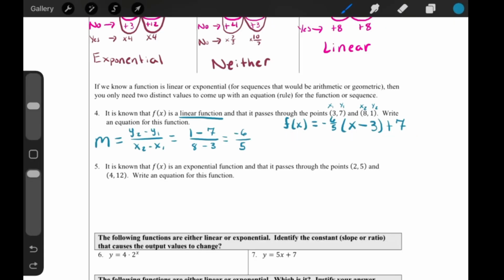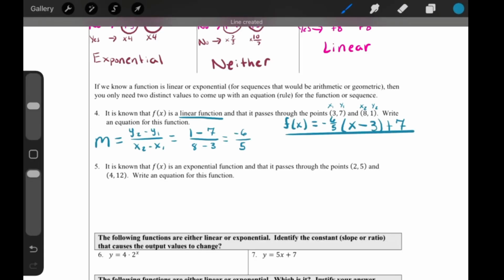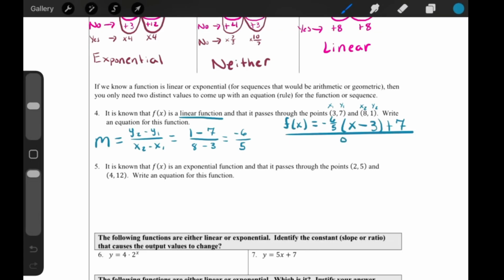Now, I'm going to also give you the other answer we could use, or f of x is equal to negative 6 over 5, because our slope is going to stay the same for both of these points, multiplied by x minus, and then we are going to use our 8, 1. So our x in this case would be 8 plus our y, which would be 1.